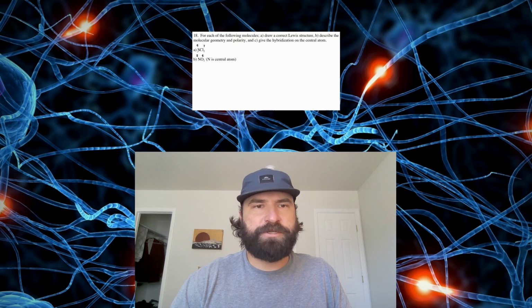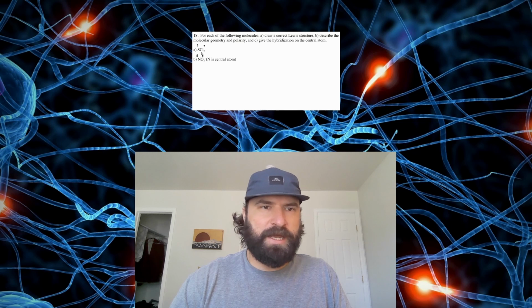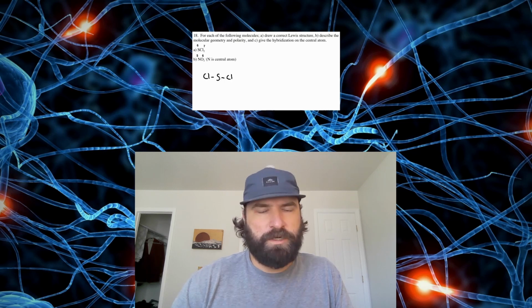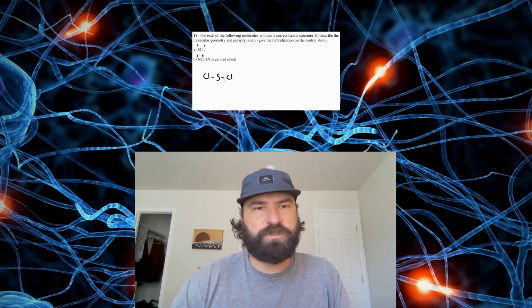So given that information, let's try to draw the geometry of what's happening here. So I'm seeing SCl2. Since we have 2 chlorines, I'm going to assume the S is the central atom, and then we're just going to have 2 chlorines off of that. So initially, just a rudimentary drawing, I'm going to assume that our molecule looks something like this.